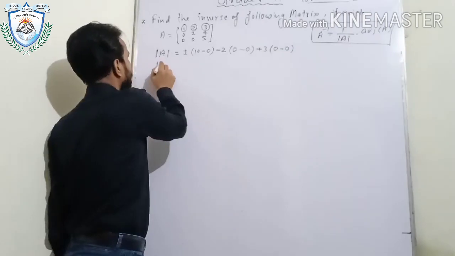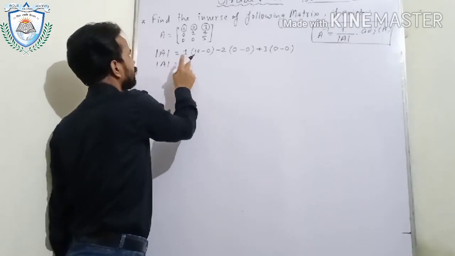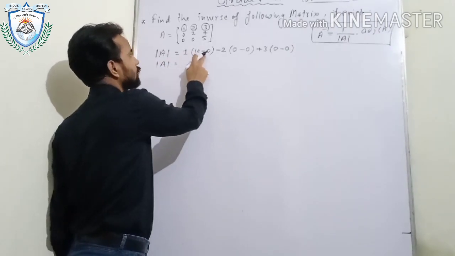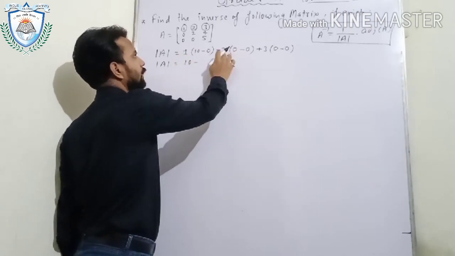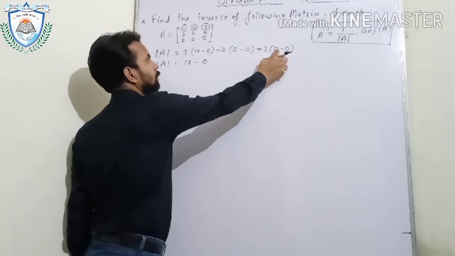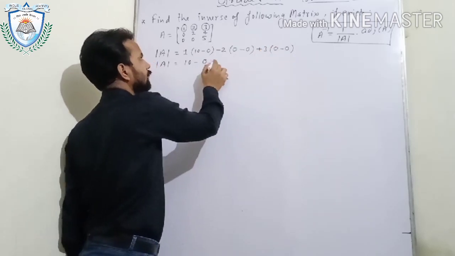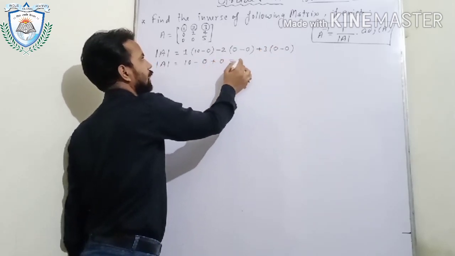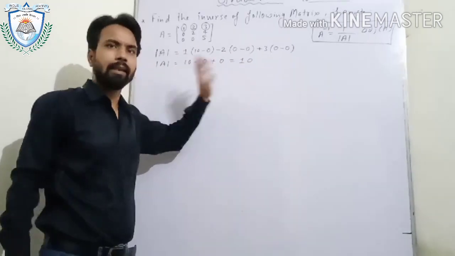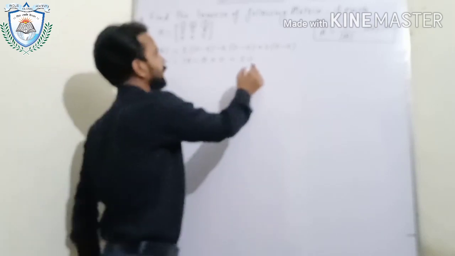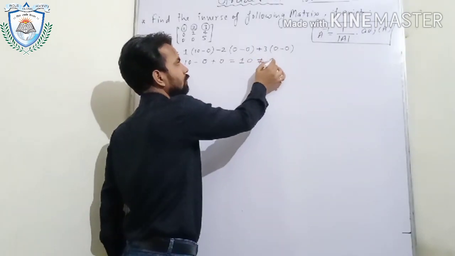Now see, determinant of A equals 1 into 10 minus 0, which is 10. So 10 ones are 10. Minus 0 minus 0 is 0 into 2, 0. 0 minus 0 is 0, 0 into 3, 0. So what is left? 10 minus 0 plus 0 gives you 10. So here the value of this determinant is not equal to 0.